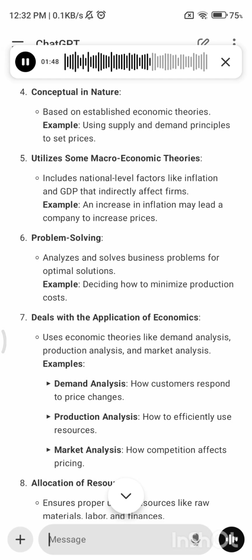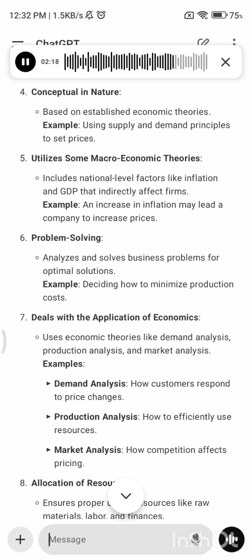6. Problem-solving. Analyzes and solves business problems for optimal solutions. Example, deciding how to minimize production costs. 7. Deals with the application of economics, uses economic theories like demand analysis, production analysis, and market analysis. Examples, demand analysis, how customers respond to price changes. Production analysis, how to efficiently use resources. Market analysis, how competition affects pricing.